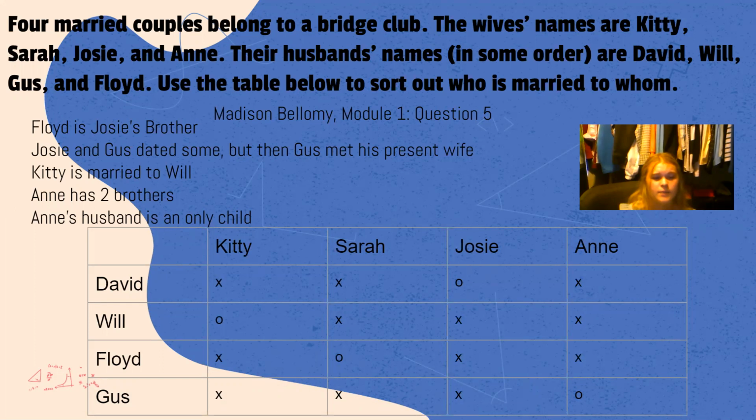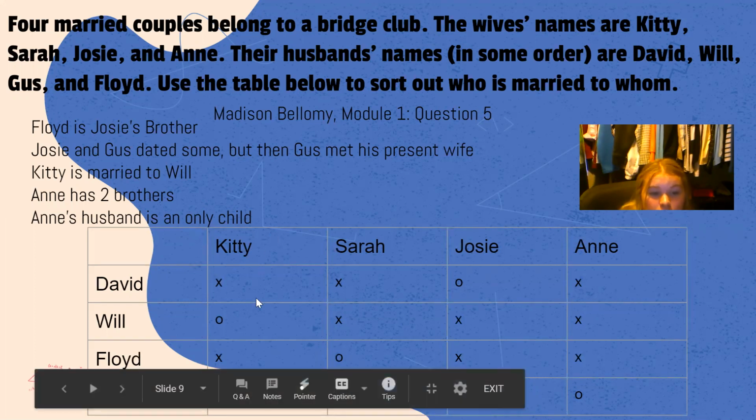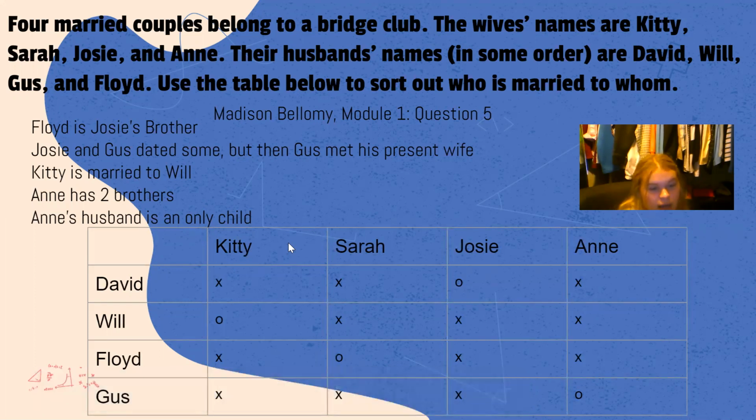Well, then it straight up says Kitty is married to Will. So we can go ahead and mark out Will from Josie's column, and that leaves her with David. And for Kitty, we can go ahead and mark everyone out except Will because it says straight out that Kitty is married to Will. So we know that Josie at this point is married to David, and Kitty is married to Will. Because Josie had no other options left, so she must be married to David. And it straight says that Kitty is married to Will.